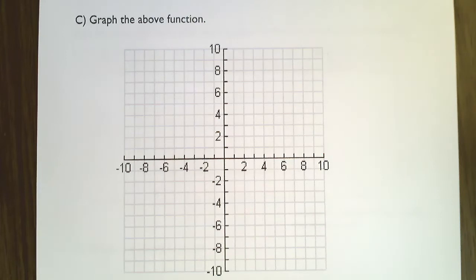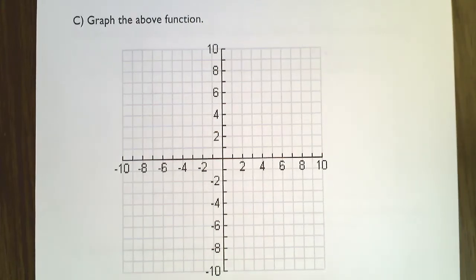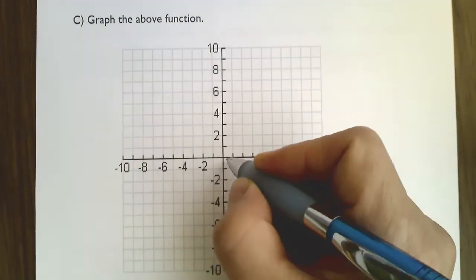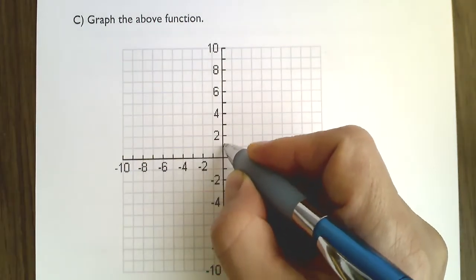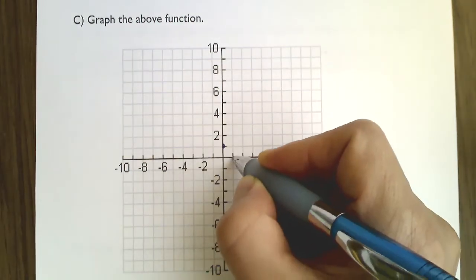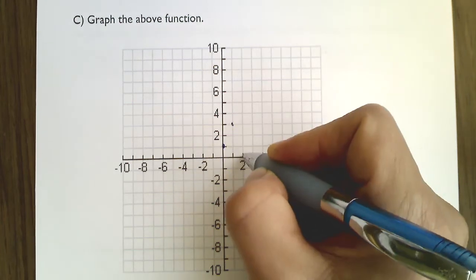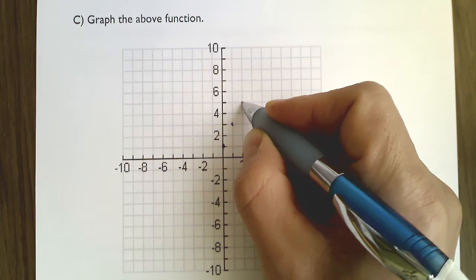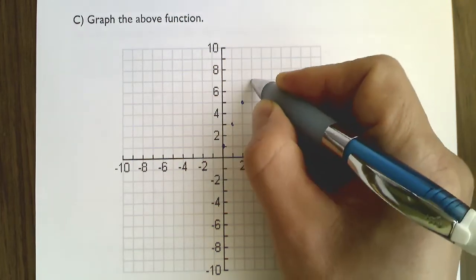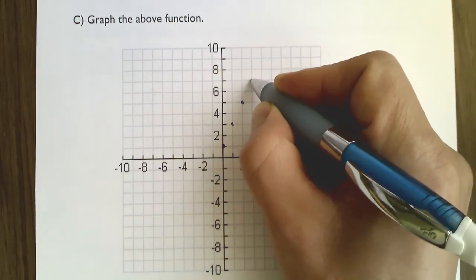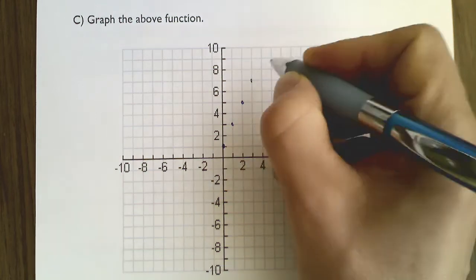Now we're going to graph this function. We're going to use our table of values, and of course we're going to use all the points from the table of values, and the points are (0, 1), (1, 3), (2, 5), (3, 7), and (4, 9).